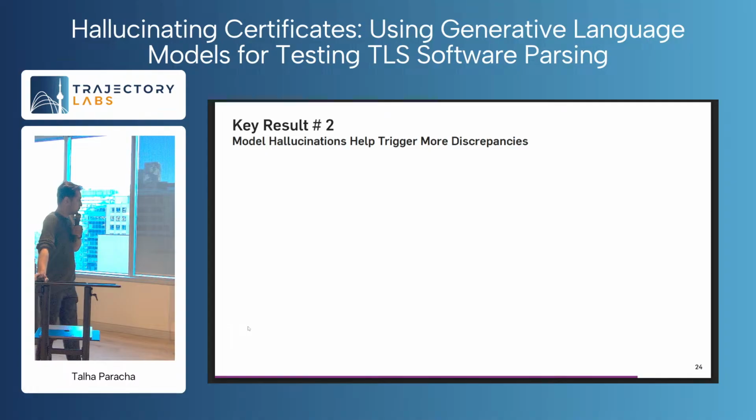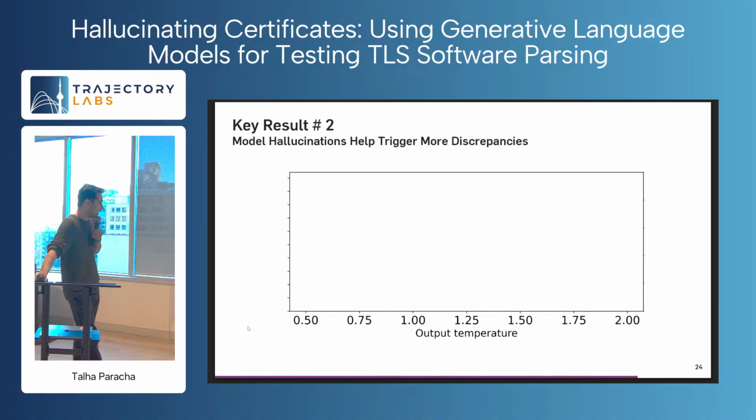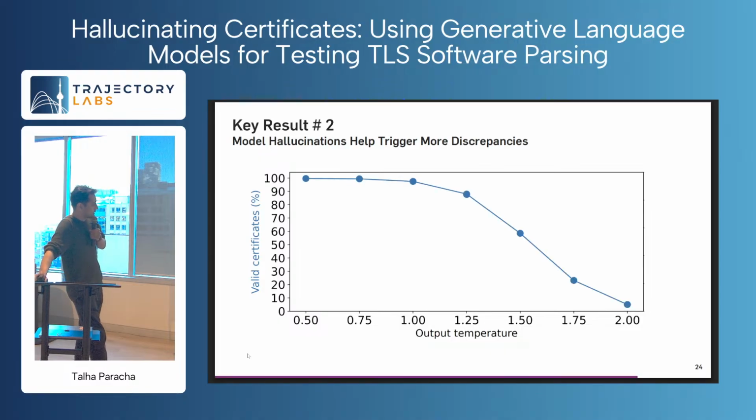Our second result is that model hallucinations, as we predict, indeed help trigger more discrepancies. Here on the x-axis, I play with a variable called temperature that controls the randomness or diversity in language models' outputs. And temperature is a good proxy for generating hallucinated content. First, on the y-axis, I talk about the number of valid certificates. And we can see that as the temperature increases, the number of certificates that are valid go down because the models hallucinate more, which makes the certificates invalid. That is expected.